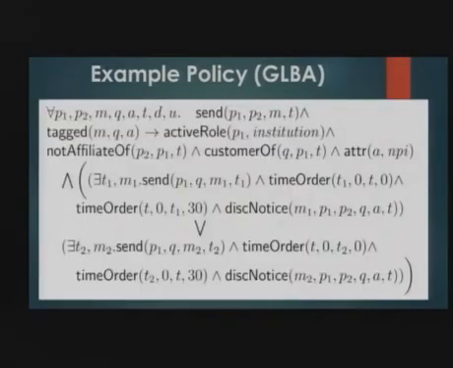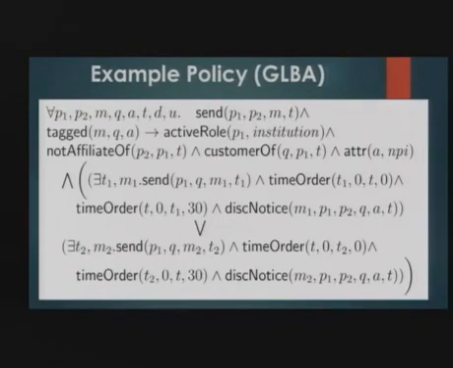Now let's look at the scary part. This is how it's represented in the logic. I'll try to go through each part. It's not very difficult once I explain it to you. It basically says: if P1 is sending P2 a message M at time T, so that's the first part, right? P1 is sending P2 a message M at time T, and the message is tagged as Q's attribute T, A.